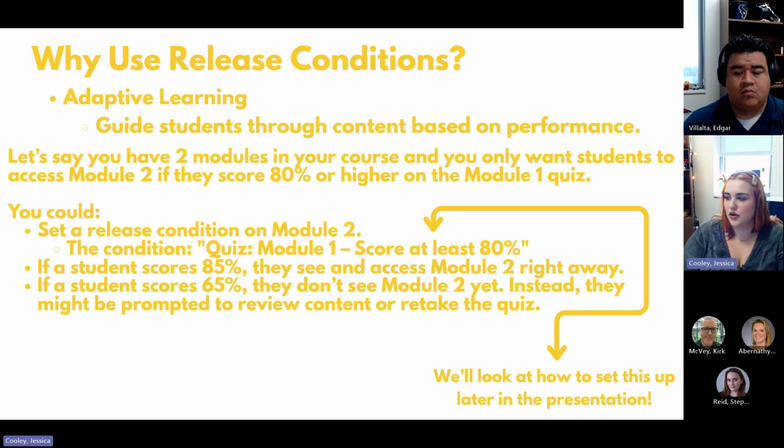So if that release condition were set up, if a student scores an 85%, they will see and access module 2 content right away. But if a student scores below that, say a 65%, they won't see module 2 content yet. Instead, they may be prompted to review content or retake that quiz until they meet that qualification. And we'll look at how to set this up specifically with a quiz later on in the presentation.